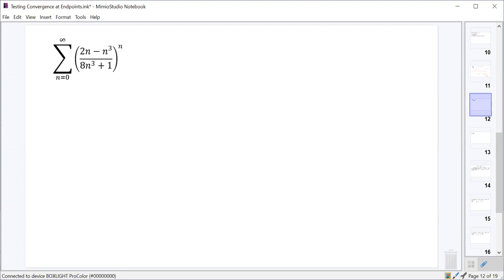I don't know, you tell me. The top, right? If I'm going to n values greater than 0, I'm going to have 2n minus n cubed. So that could potentially be negative. In fact, it's going to be negative most of the time. The denominator is always going to be positive. So we're going to have a negative number being raised to the first, the second, the third, the fourth, the fifth. So sometimes we're going to have negative terms.